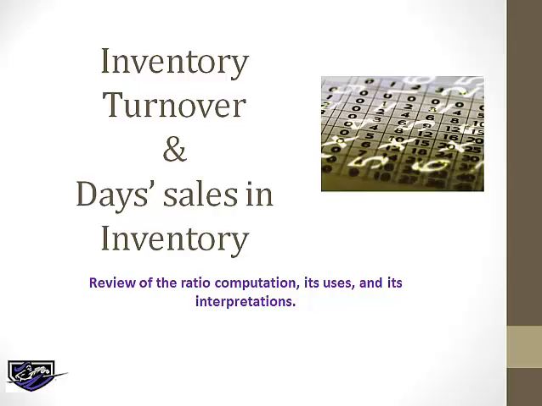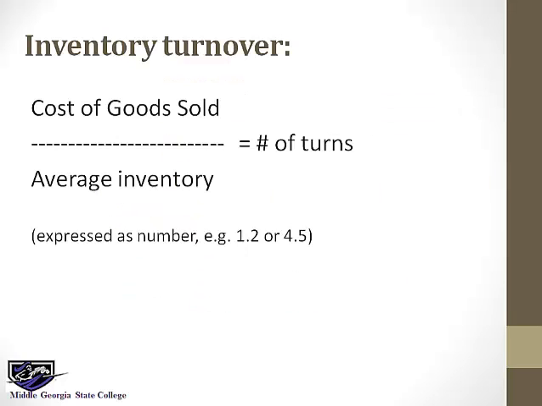So today we're going to be working on inventory turnover and days sales in inventory. Inventory turnover is cost of goods sold over average inventory, and it will give you number of turns. Number of turns is a unit of measure of time, how long it takes. And a good centering statistic that I use is 12. The 12 turns in a year is once a month.